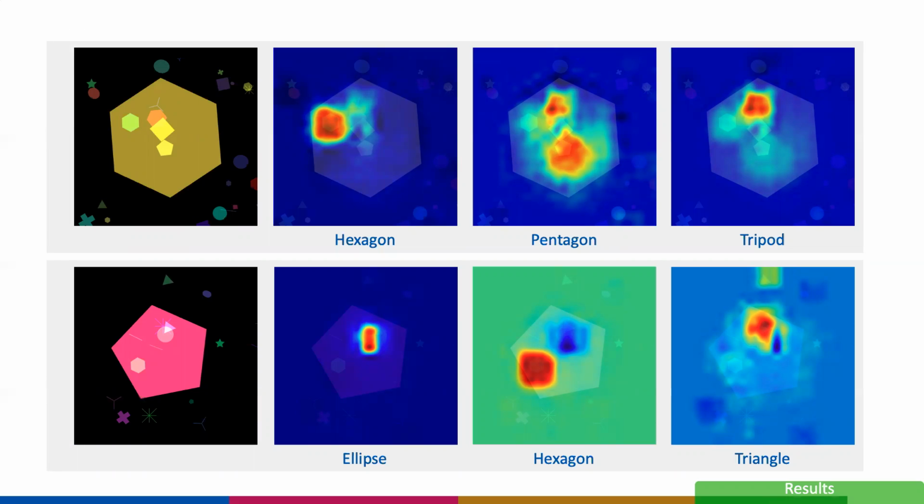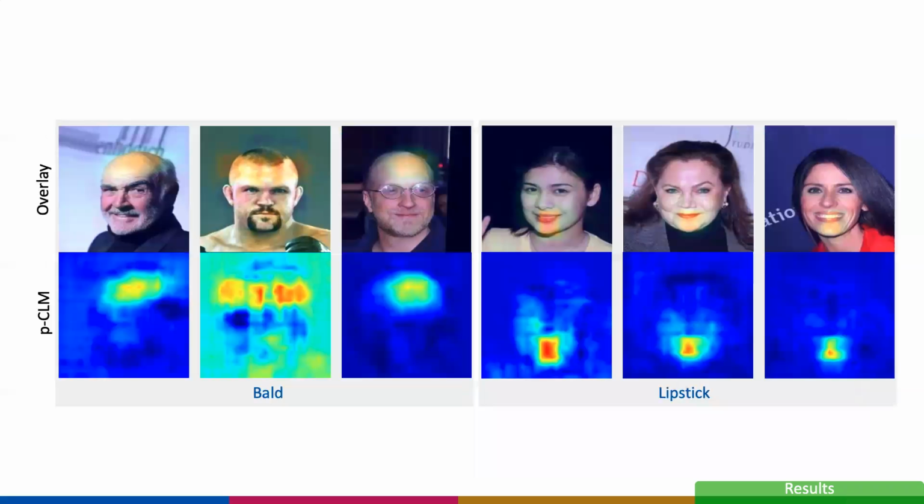Each localization map is able to locate the desired concept, even if concepts are overlapping or occluded. Finally, this is an example of concept localizations generated using the CelebA dataset. Left-hand examples show localizations for the concept bald, and right-hand examples for the concept lipstick.